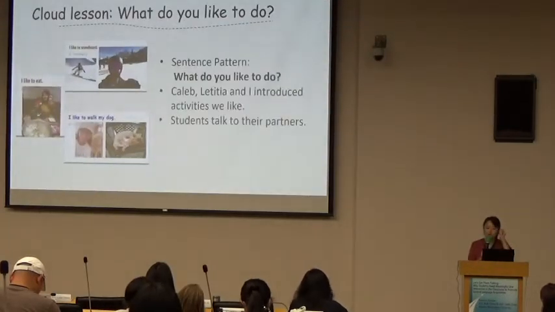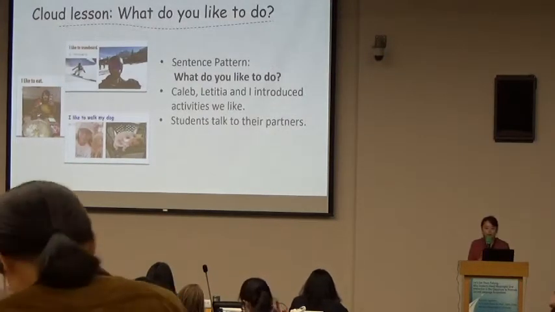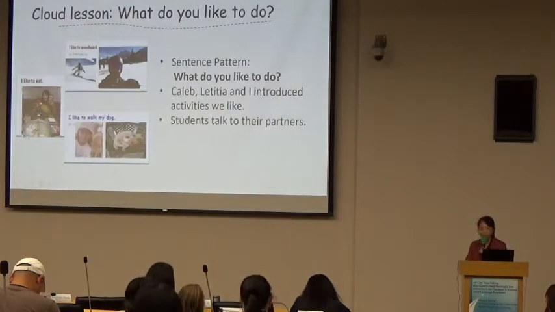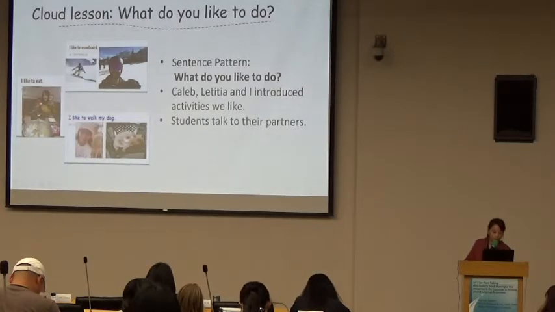And this is one of our cloud lessons in the very beginning. What do you like to do? And we introduce activities we like to do. For example, I like to eat hot pot. Maybe I eat hot pot once a week, very often, and it's delicious. And Letitia likes to walk her dog, and Caleb likes to go snowboarding.